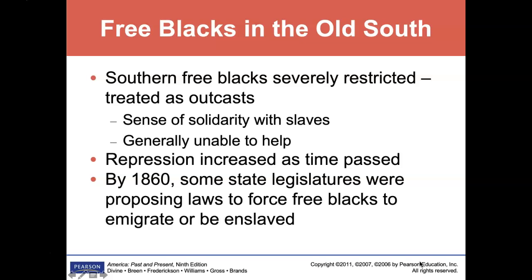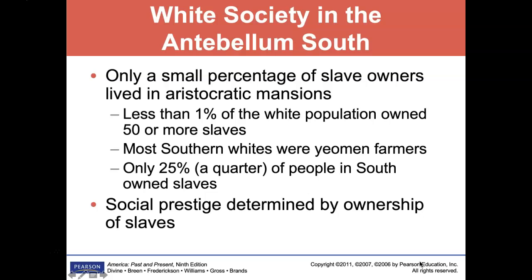Now, repression increased as time passed and got closer to the American Civil War, but by 1860, some state legislators were proposing laws to force free blacks to emigrate or be enslaved altogether. Keep in mind it would be other laws like the Fugitive Slave Law that would, of course, cause problems for this as well. Let's talk about white society in antebellum South.